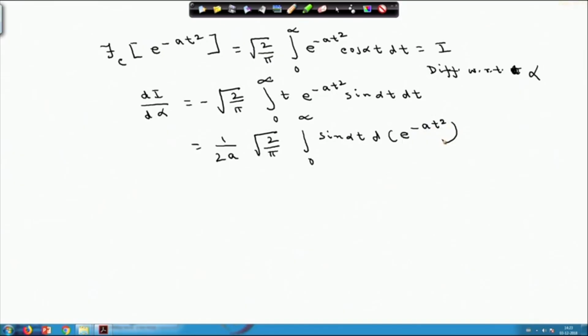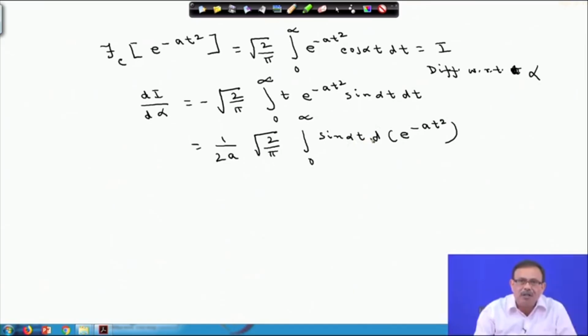So, this I am representing as d of this thing, so that it becomes easier for us to integrate the function. For that reason, I am rewriting this as d of e power minus a t square. Please note this thing, so that these values are the same. To make it the same, I had to divide by 1 by 2a, because minus 2a is coming over here. This minus is being cancelled over there.